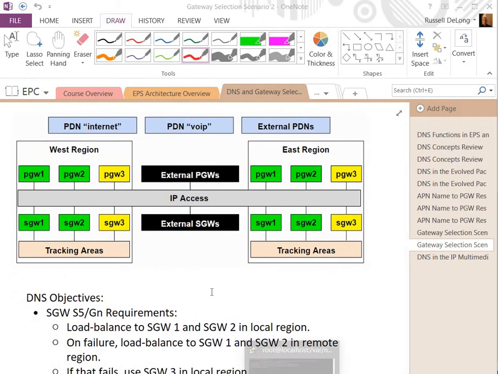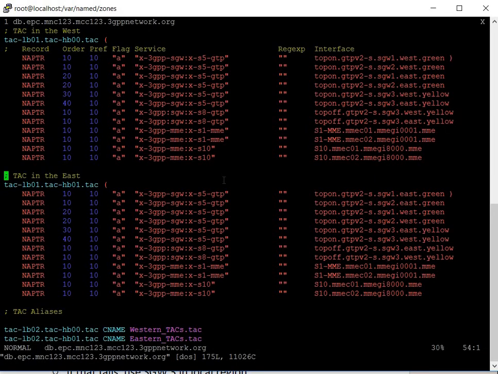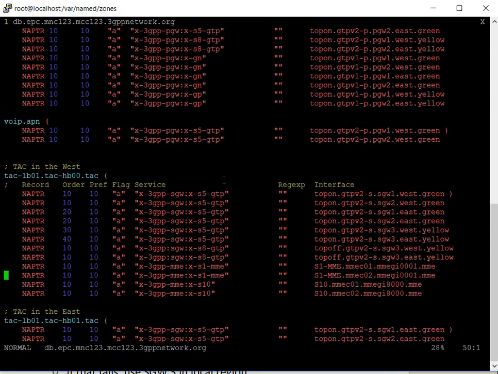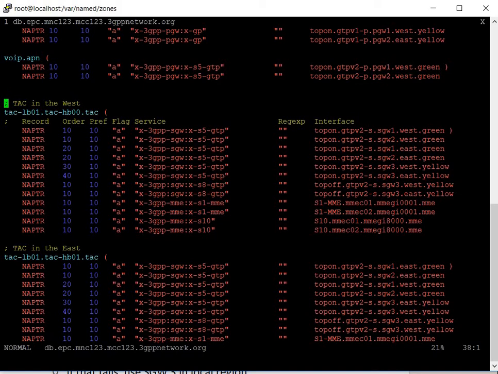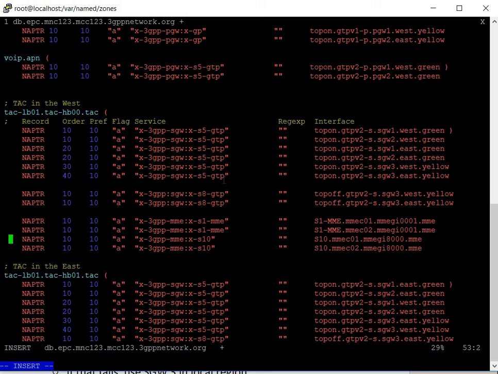So if we had something like that, we'll go to my MNC 123 file, and this is how we'd kind of approach it. So the tracking area in the West, and I'm using tracking area number 1. In tracking area number 1, you sort of follow service by service is how I would read this. So let's just break it up here by service, so it's a little bit more readable.